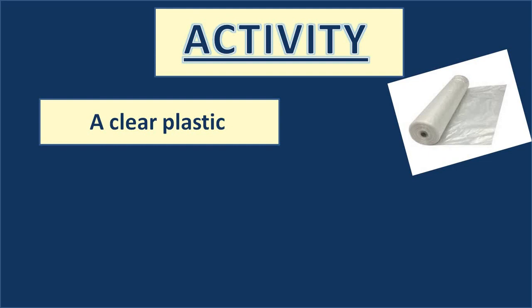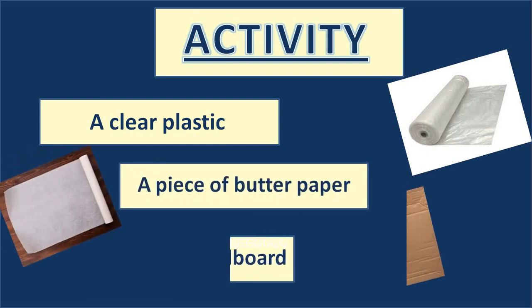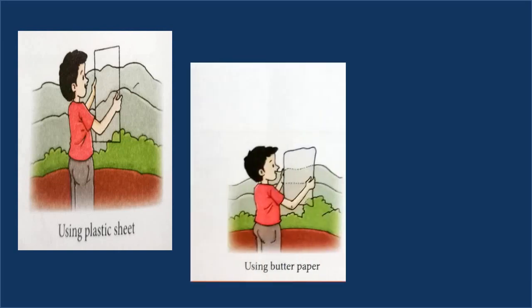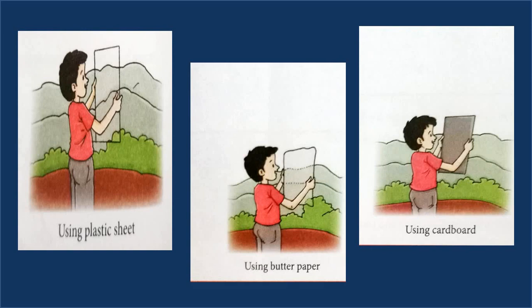For doing this activity, you need a clear plastic sheet, a piece of butter paper and a thick cardboard. Now, try to look through each type of paper one by one. First, when you take the clear plastic, you will see that you are able to see clearly through the plastic sheet. Now, take butter paper and try to see through it, and you will find that you can see through the butter paper partially, meaning a little bit, not clearly. And now, take a look through the thick cardboard. You will find that you are not able to see at all through the cardboard.